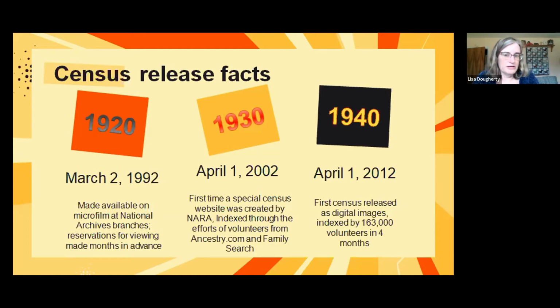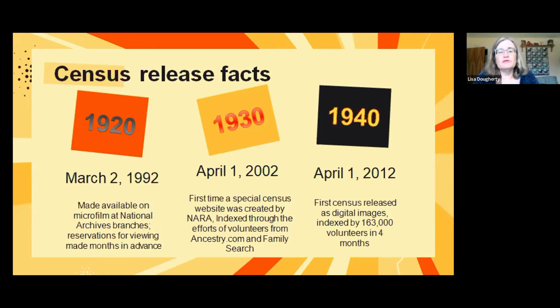So 10 years later, in 2002, the 1930 census was released. Now, this is the first one that I remember personally from doing genealogy research. And that was the first time that a special census website was created by NARA, which is National Archives and Records Administration. And that census was indexed through the efforts of volunteers from Ancestry and FamilySearch. That volunteer effort continues to this day, and that is what is helping to index the 1950 census.